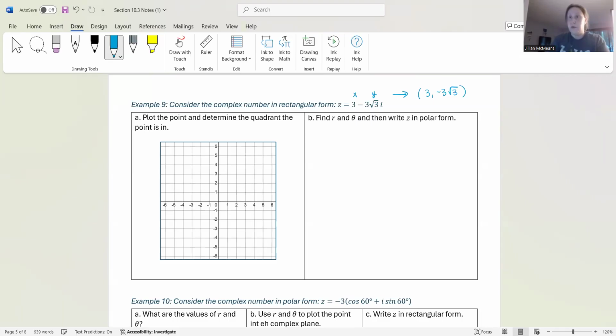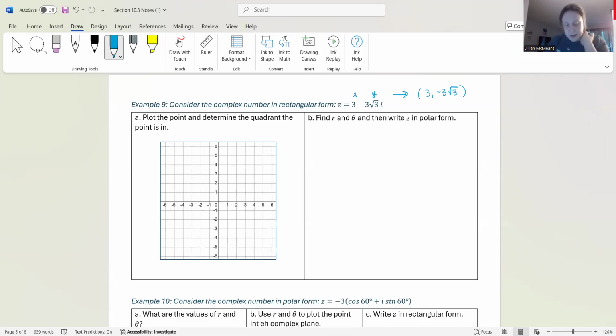Well, for those of us that aren't maybe number smiths, maybe we don't know what negative 3 root 3 is, but that's okay. We can use our calculator to estimate and get some kind of decimal equivalent, okay? So we have negative 3 times the square root of 3.